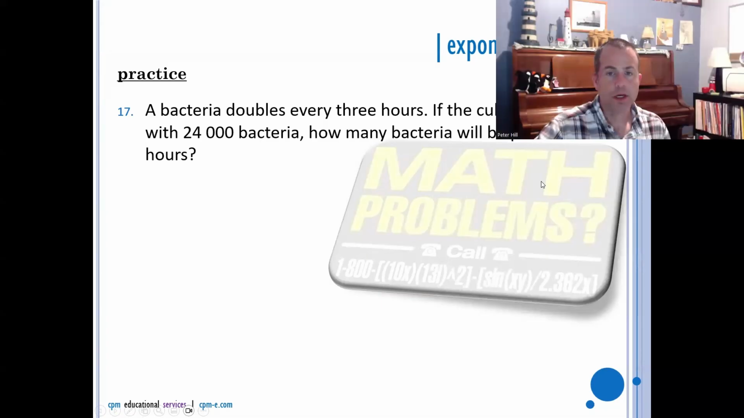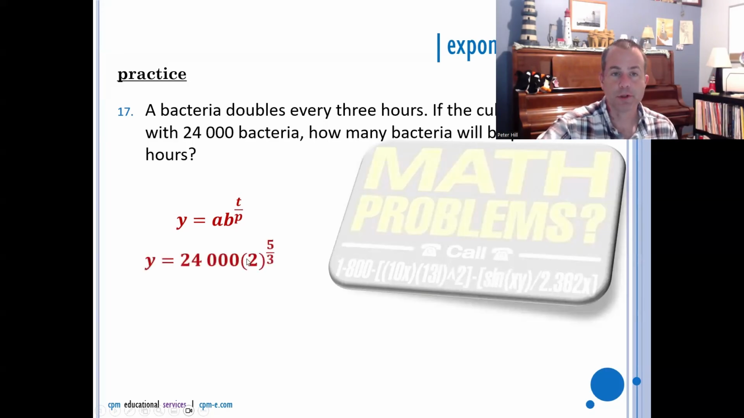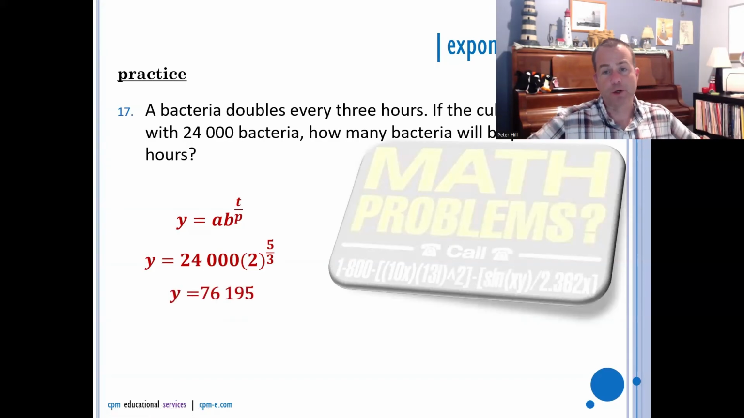Okay, so I'm going to start with y equals a, b to the t over p, and I'm just going to start saying the things I know. I know my starting population is 24,000, so that'll be a. I know I'm doubling, so my b value will be 2. I know my total time is 5 hours and my period time is 3 hours. So I'll plug in 5 for t and 3 for p. And I just stick that all in my calculator, okay? And I get 76,195.